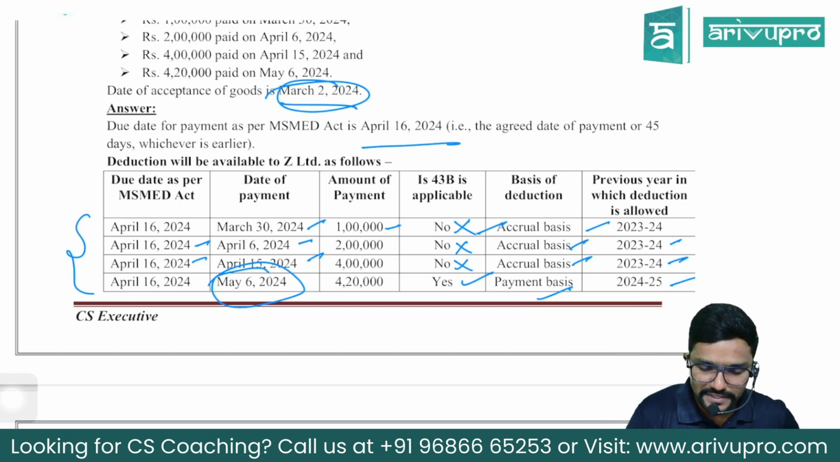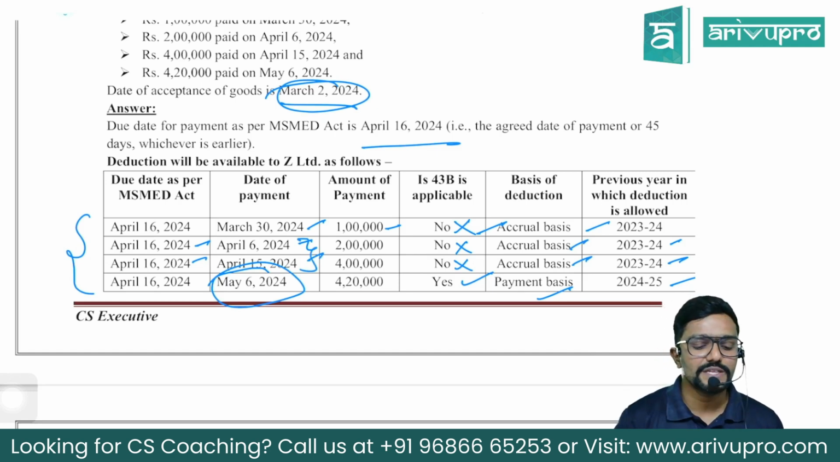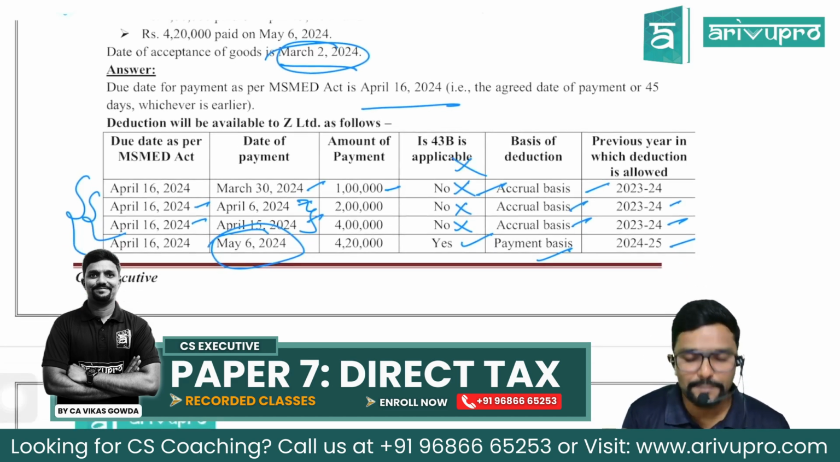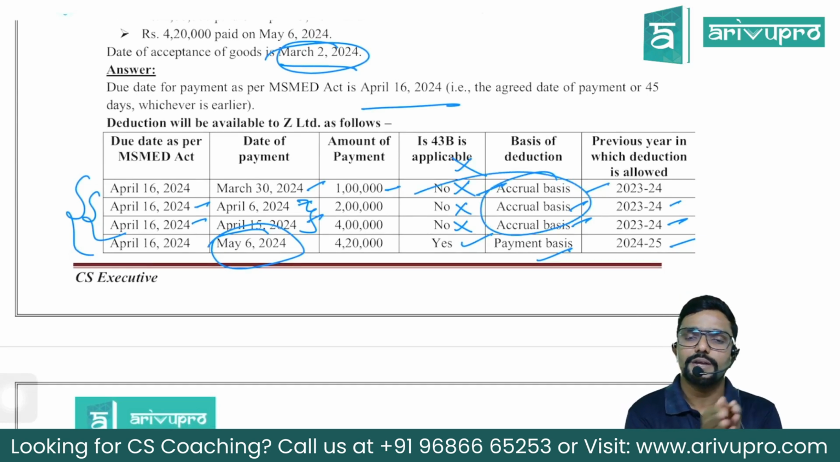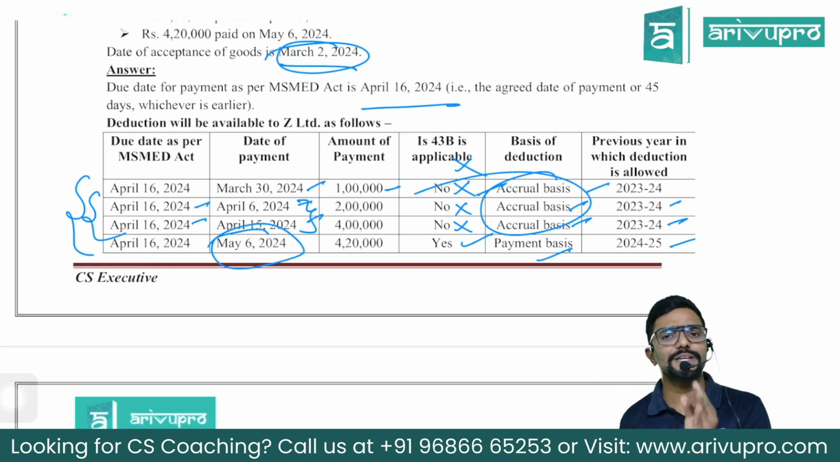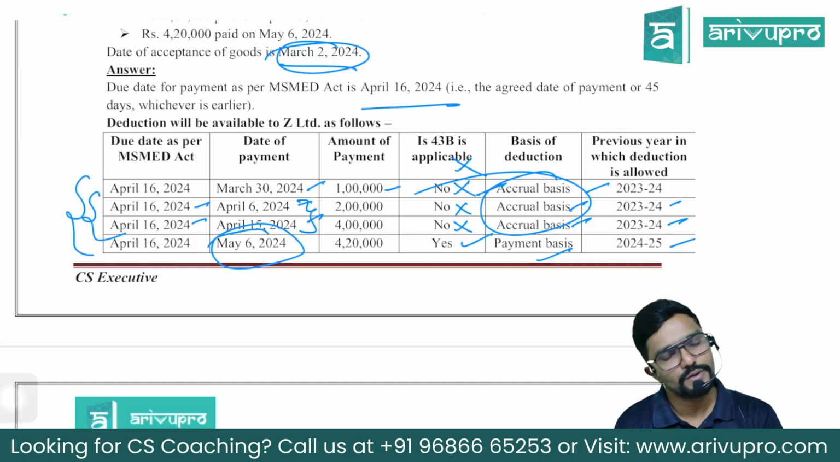Now you may ask me, sir, in these two cases also, payment was made in the next year, no, sir? Yes. But it was made within the due date mentioned in the MSMED Act. And in that case, section 43B will not be applicable. When section 43B is not applicable, you can claim the expenditure on accrual basis. When the expenditure was accrued in previous year 23-24, even though you have paid it in the next year, you have paid within the due date. That means you can claim it on accrual basis.